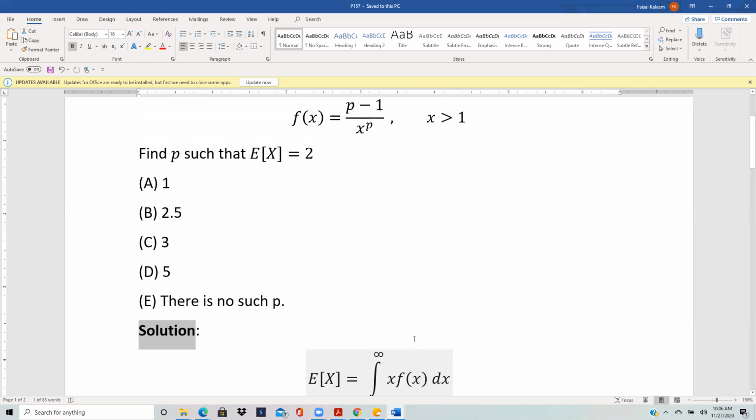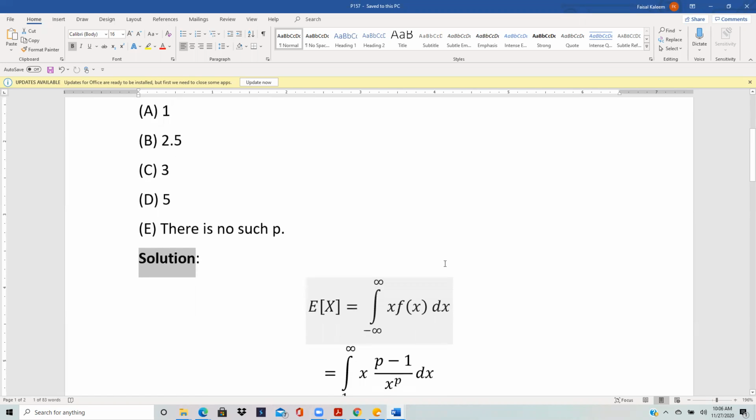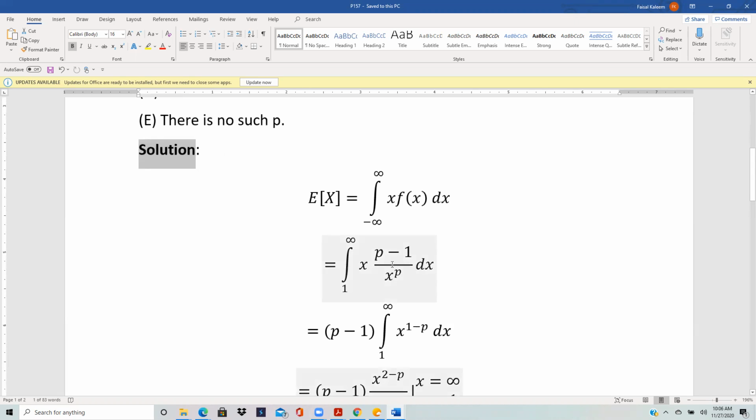And this function is defined only for x bigger than 1. So the integral will go from 1 to infinity. And the f x is p minus 1 over x^p. And then p minus 1 is a constant that can be pulled out. Remember, the integration variable is decided by this dx. So that means x is the integration variable. Everything else is constant. So p minus 1 is pulled out.